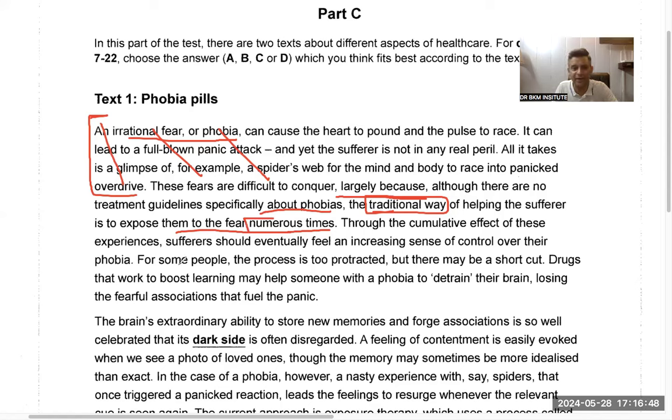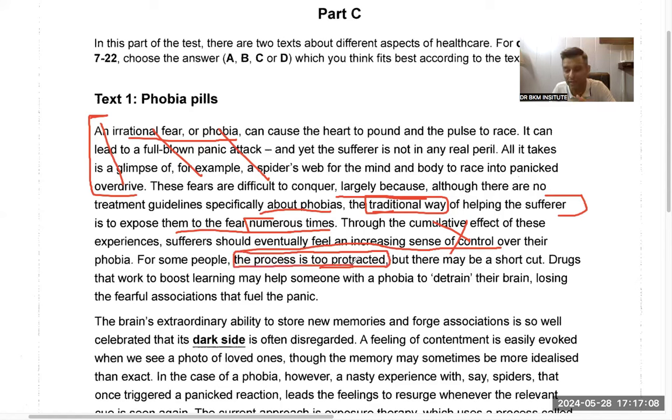Through the cumulative effect of these experiences, the sufferer should eventually feel an increasing sense of control. This is the positive line. I don't need it. So only this line was the negative line, that the sufferer has to bear it again and again. For some people, the process is too protracted. Now, this is another negative word. The process is too protracted.